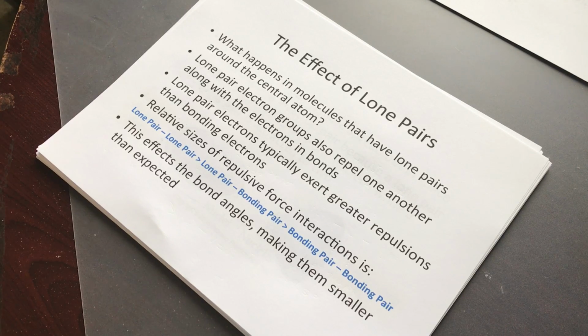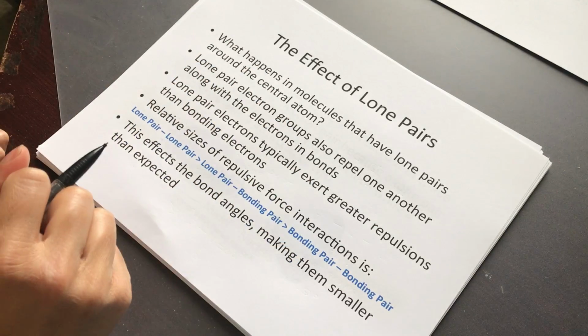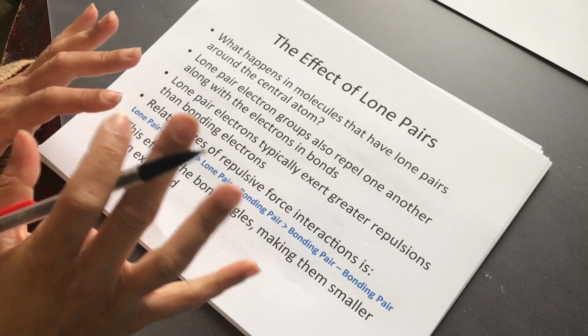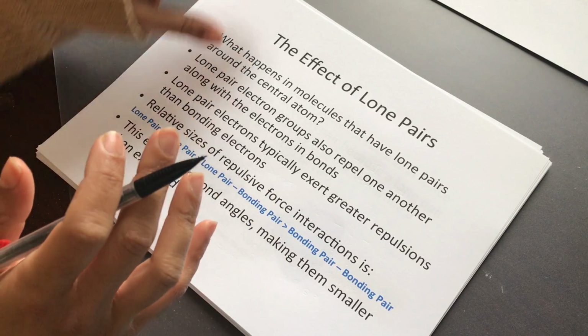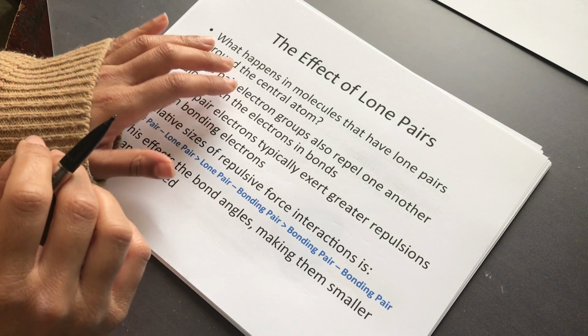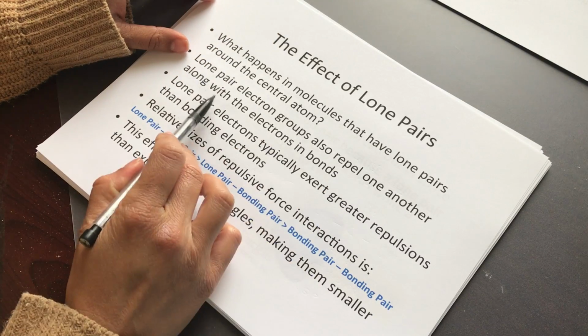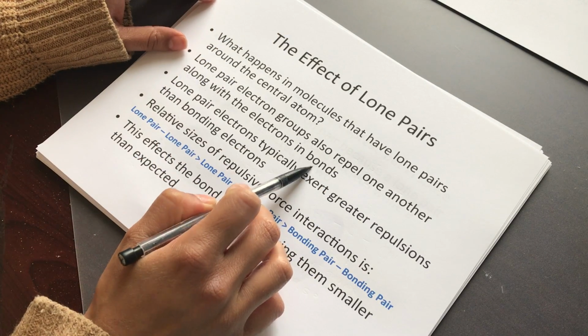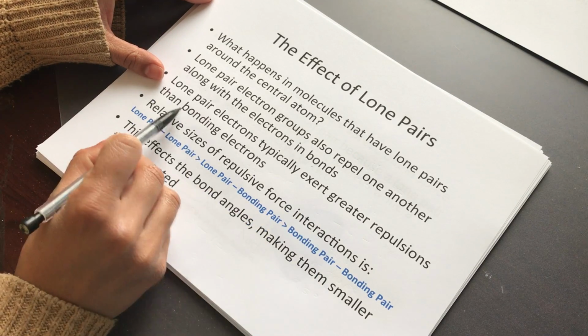The effect of lone pairs. So right before this, we looked at valence bond theory and just the electron groups around the central atom, without specifying lone pairs from bonds and what that might do repulsion-wise. So what happens in a molecule that has lone pairs around the central atom? Lone pair electrons also repel one another along with the electrons in bonds. Lone pair electrons typically exert a greater repulsion than bonding electrons.